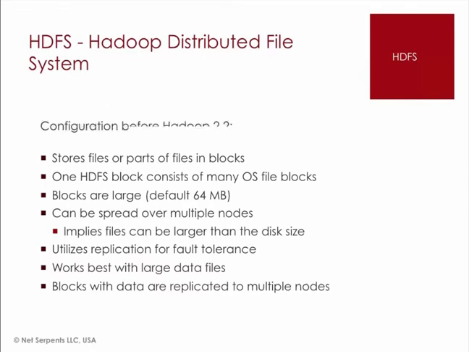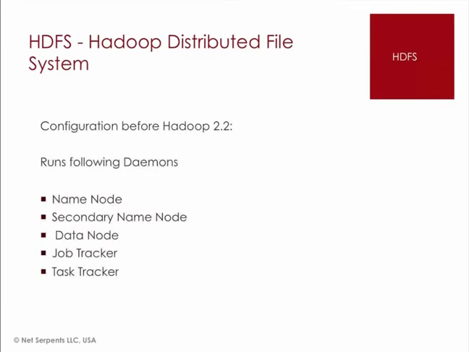Okay, next we go to this one. We'll come back again to the same diagram I had shown you earlier to understand some more things better. This is telling us what the different components of Hadoop are: HDFS, Hadoop Distributed File System, before the 2.2 version of Hadoop. We saw this already: name node, secondary name node, data node, job tracker, task tracker, right?